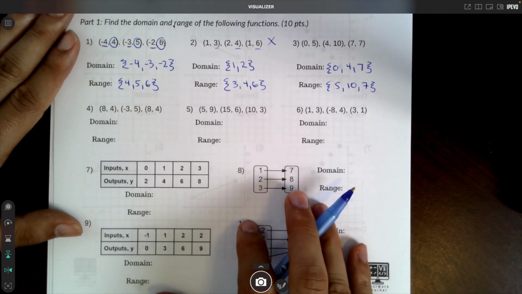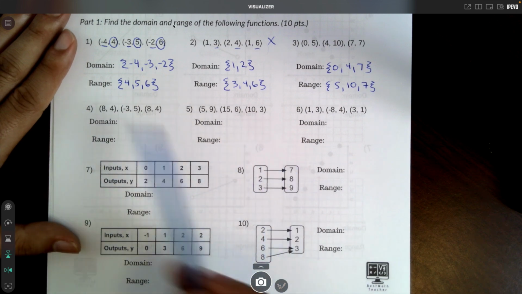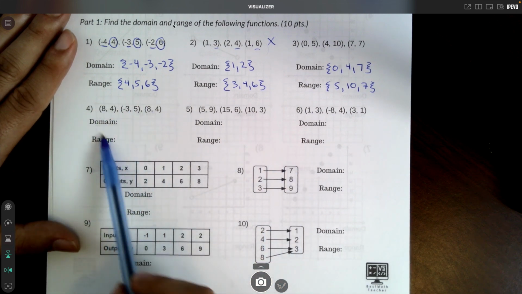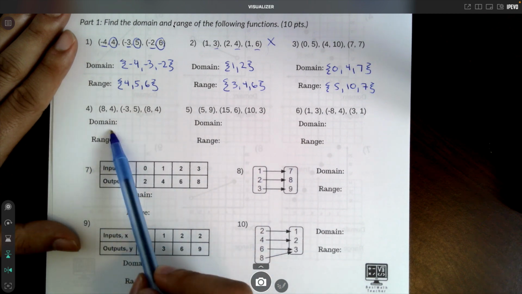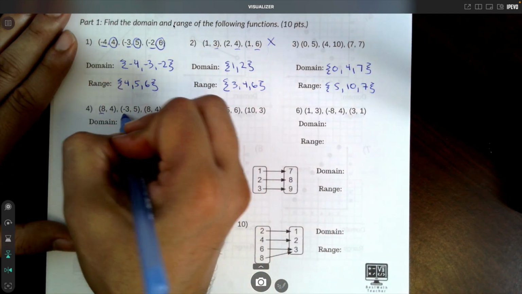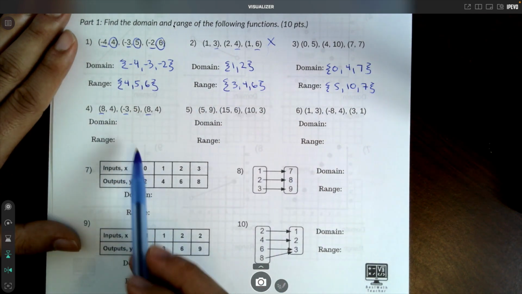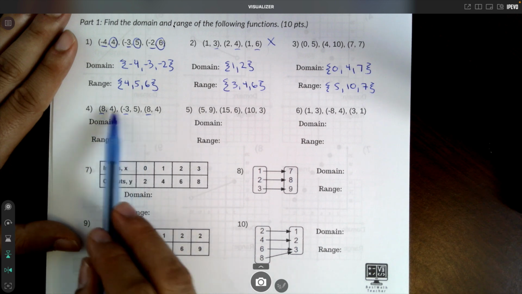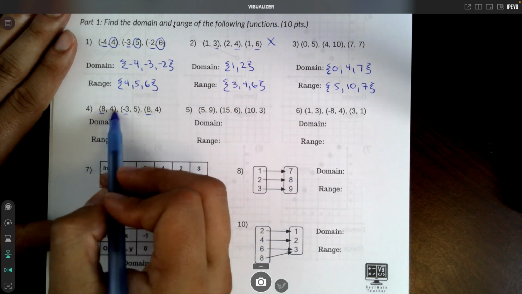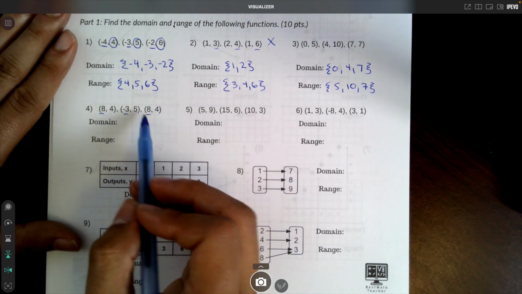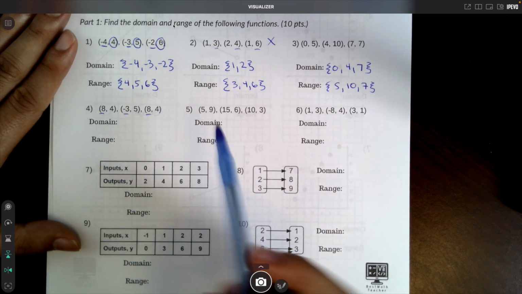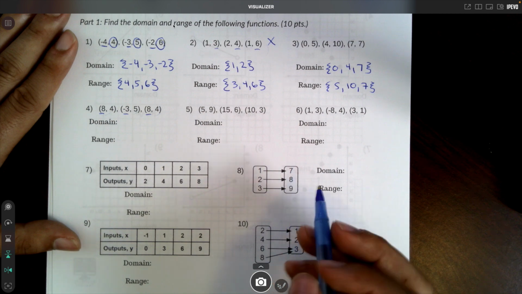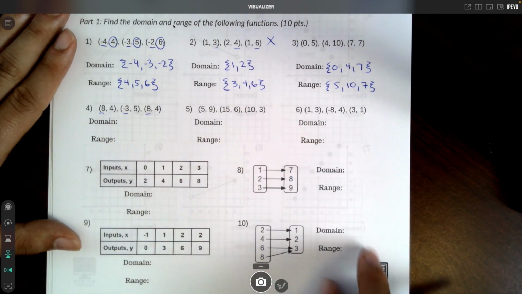I don't want to steal all the fun, so I'm going to let you guys pick domain and range for these. Again, the domain, just remember, it's the first numbers. Range are the second numbers of each point. So this is a point, that's a point, that's a point, but a point has 2 different parts. It has the part that goes in and the part that goes out. So hopefully you guys can figure these out on your own.